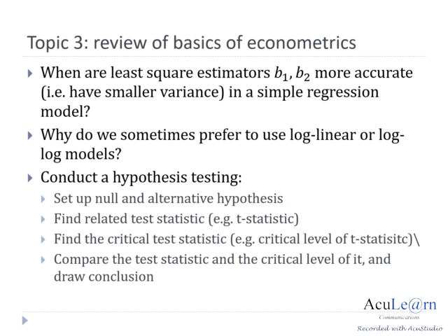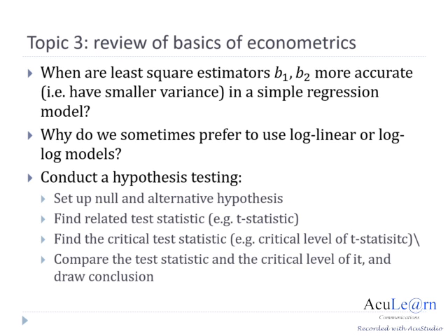Okay, and next, I think you should remember the formal steps for doing a hypothesis testing for econometrics. So you should remember the steps. For a formal test, you should first set up a null hypothesis and the alternative hypothesis. So basically, you should have H0 and H1. And second, you should find the related test statistic, either a t statistic or chi-square or f statistic. You should decide on that.